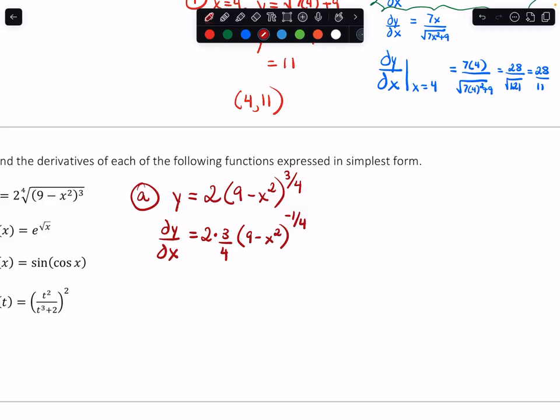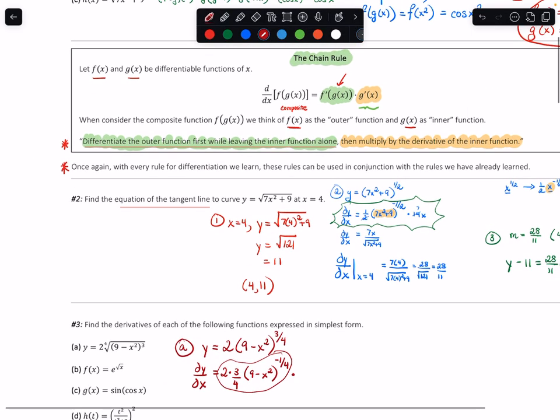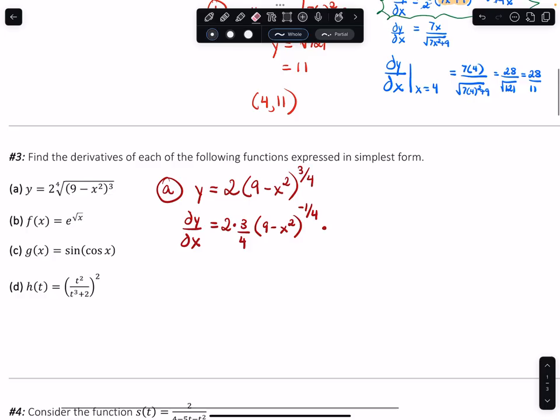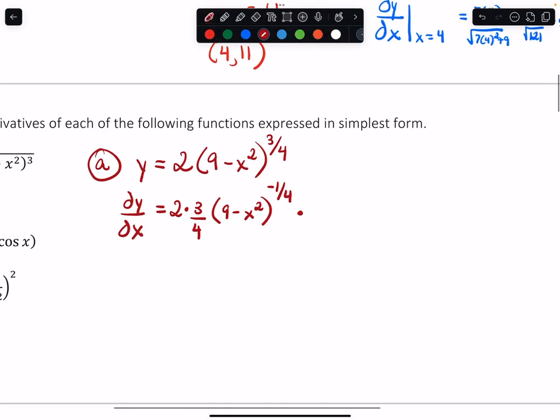So, okay, now I'm not done, of course. I need to multiply by the derivative of the inside. This process that happened right here, that is only this part of the chain rule. You just need to multiply by the derivative of what's sitting inside. What's inside is 9 minus x squared. The derivative of 9 is 0. The derivative of x squared or minus x squared is minus 2x.